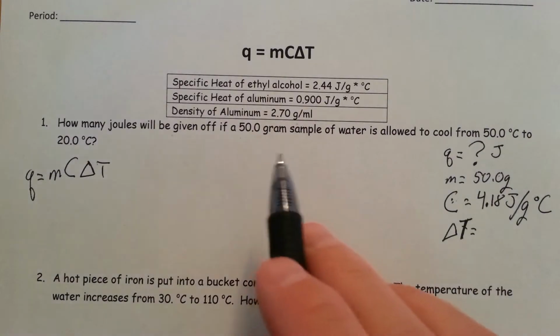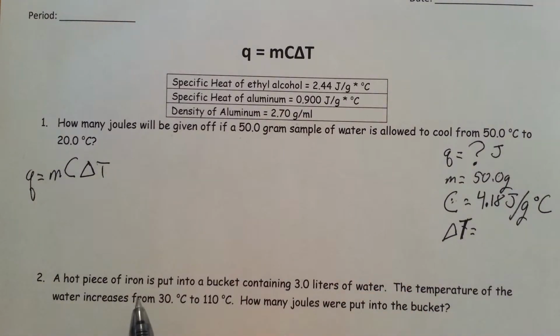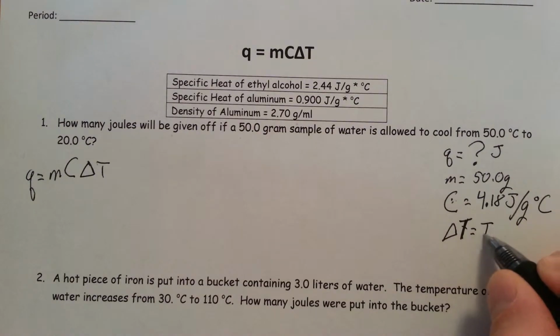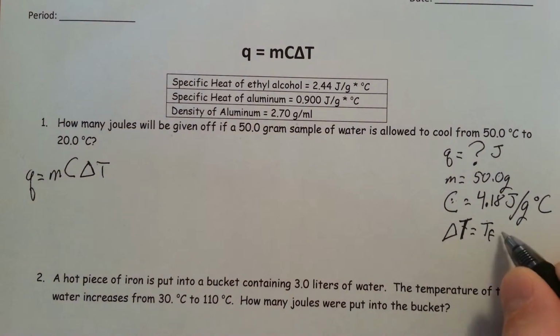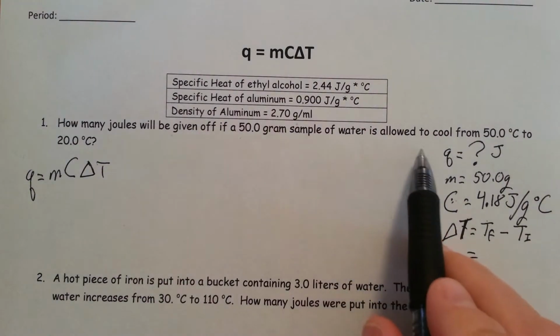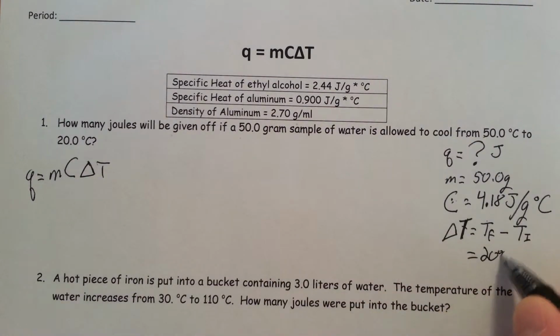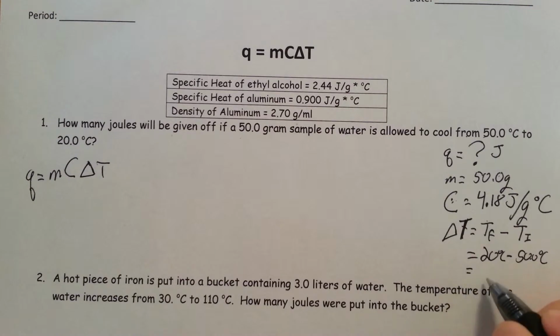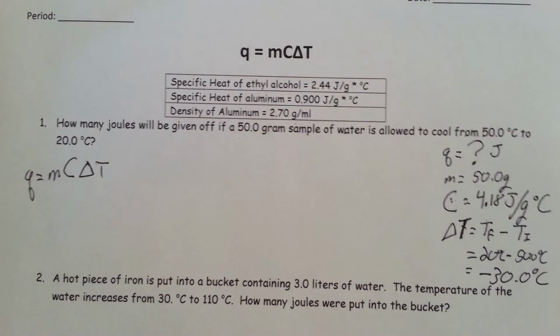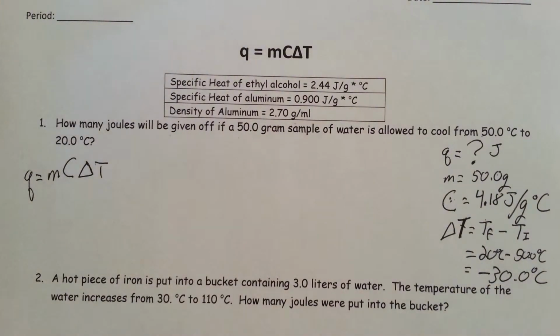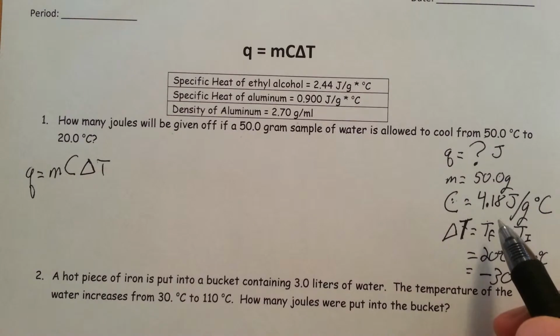All right, now delta T is the final temperature, so I'm going to put TF, minus the initial temperature, so I'll put a TI. So the water is allowed to cool from 50 to 20. So 20 degrees Celsius is the final, and 50 degrees Celsius was the initial. So the delta T is minus 30 degrees Celsius. And we'll talk a little more about that minus in just a few moments. So now we're ready to start plugging these in here.